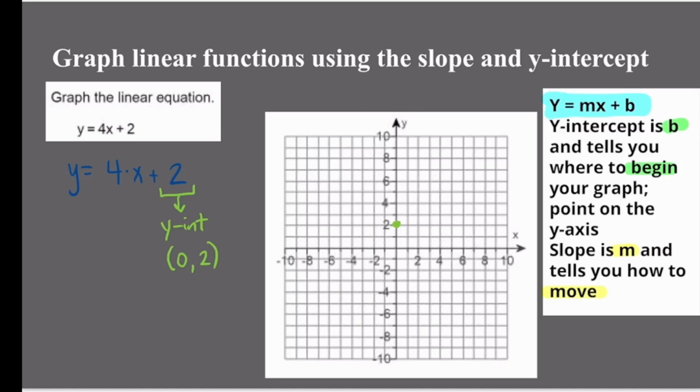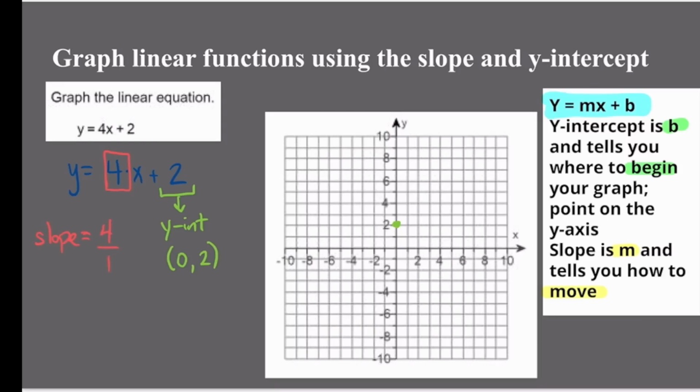The slope here is the coefficient in front of your variable x. So your slope, that tells you how to move, is 4. We want to write the slope as a fraction. So we're going to write that as 4 over 1. 4 divided by 1 is just 4.